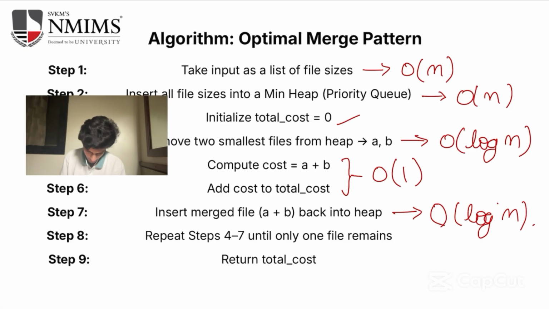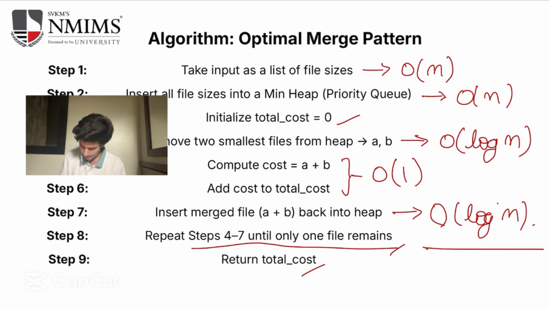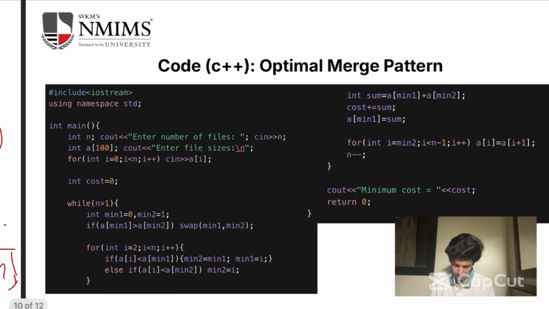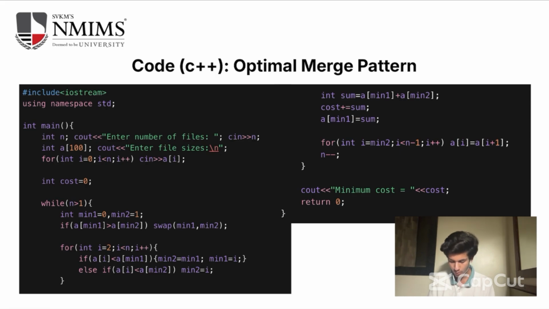Now step 8, repeat steps 4 to 7 until only one file remains and return total cost. Now adding up all this we get order of n log n. So yes, order of n log n is your total time complexity for optimal merge pattern. So moving ahead, I have also mentioned code in C++ for optimal merge pattern. You can go through this code.